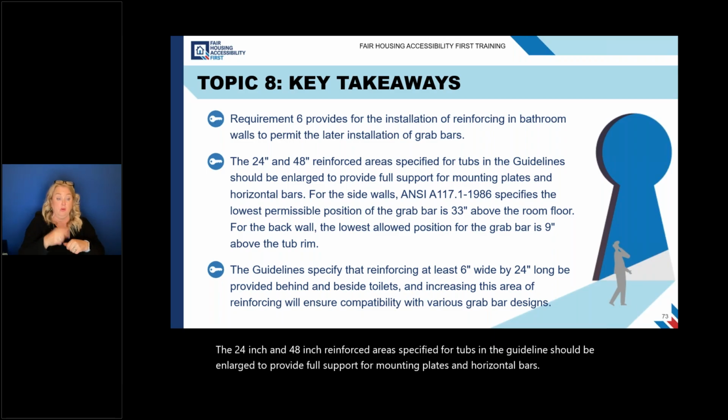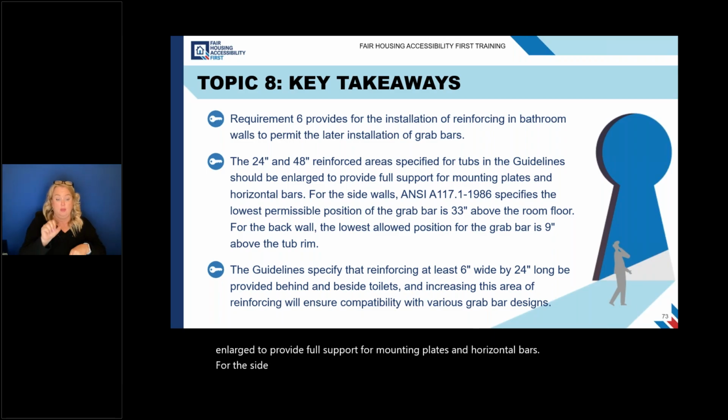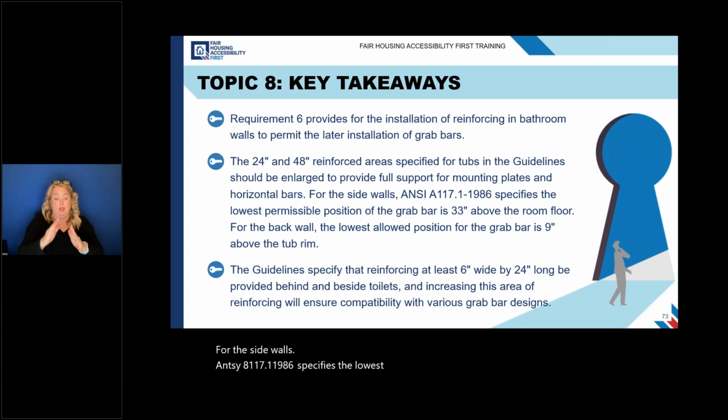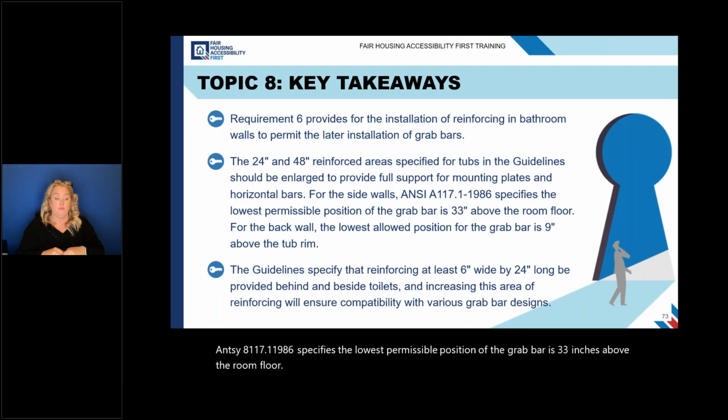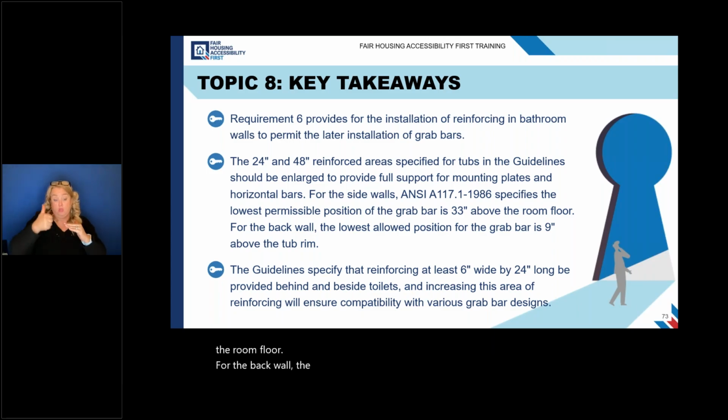For the side walls, ANSI A117.1-1986 specifies the lowest permissible position of the grab bar is 33 inches above the room floor. For the back wall, the lowest allowed position for the grab bar is 9 inches above the tub rim.